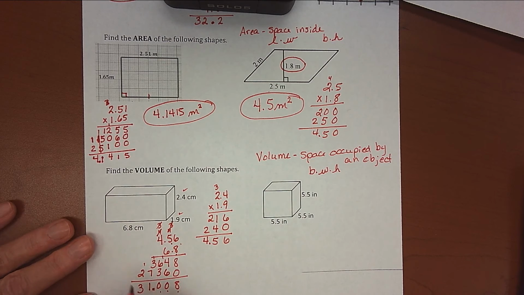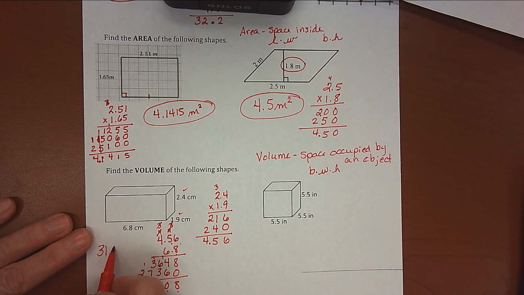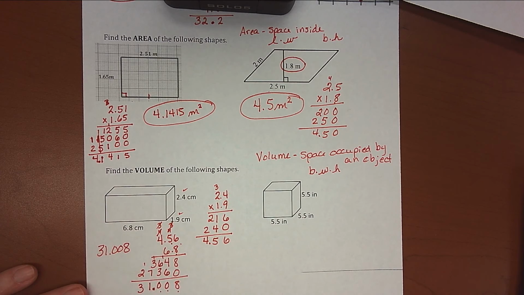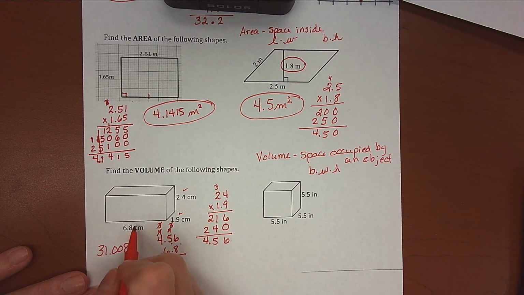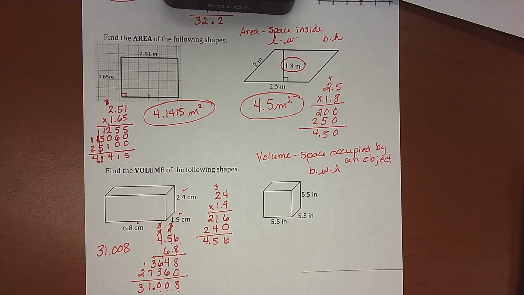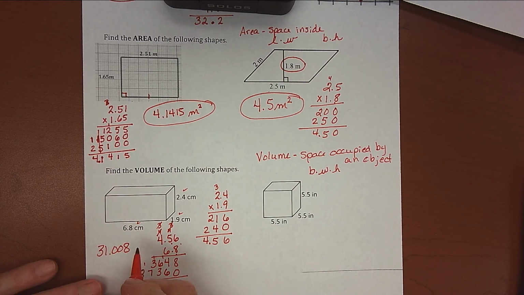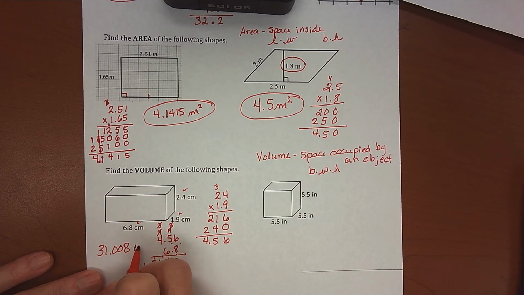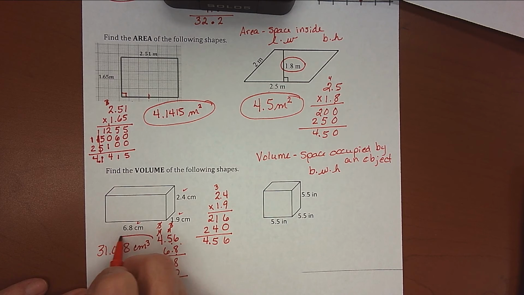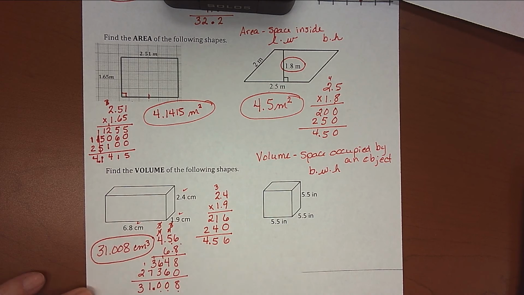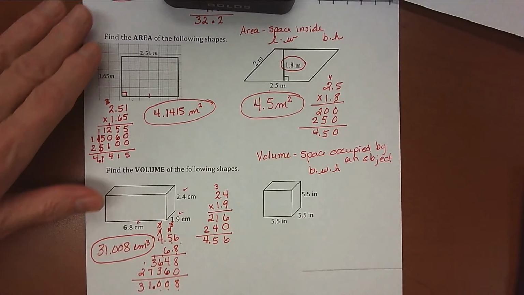So my answer is 31 and 8/1000ths. Now, because this is a three-dimensional figure, length times width times height, or base times width times height, this will be centimeters cubed. So that gets a 3 on the unit. Again, do not put this 3 on the number. That would be a math problem. This is a unit. Okay?